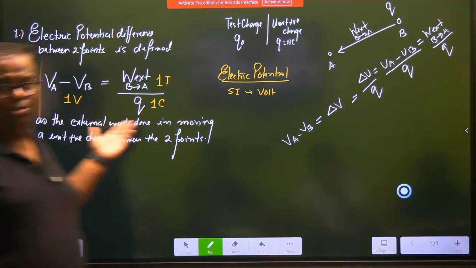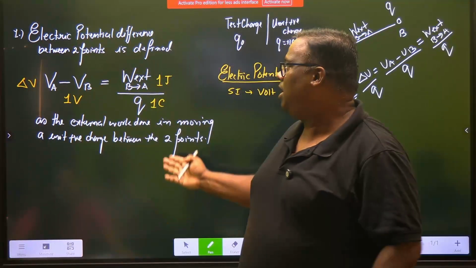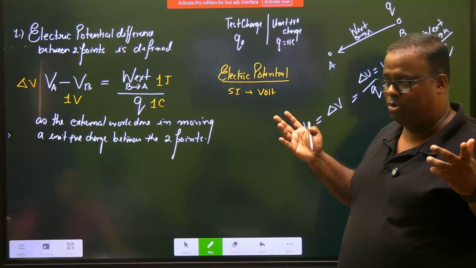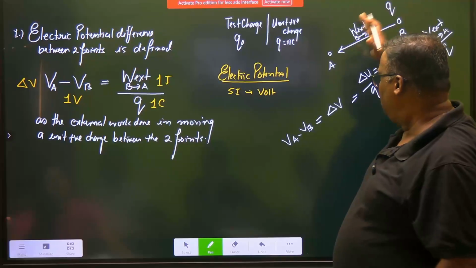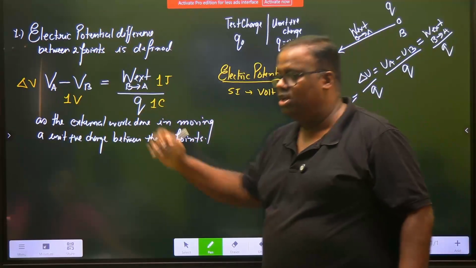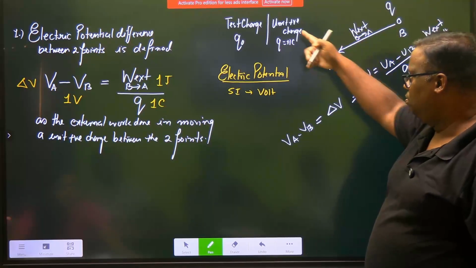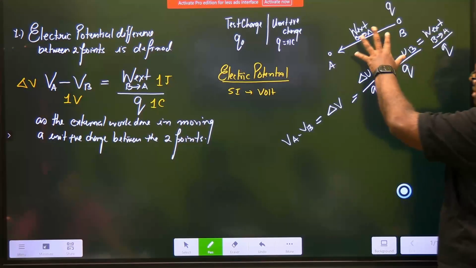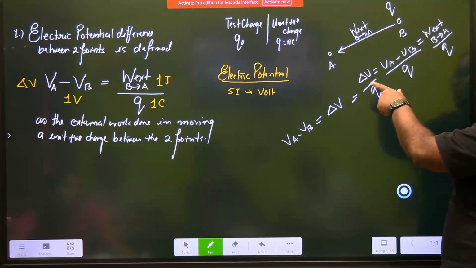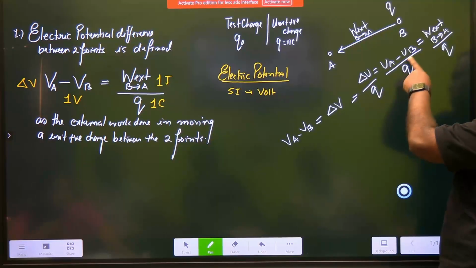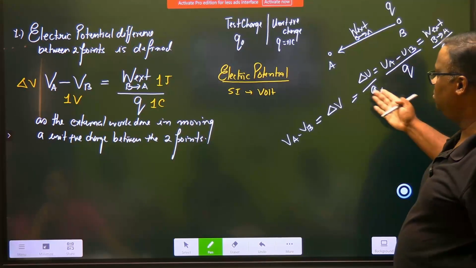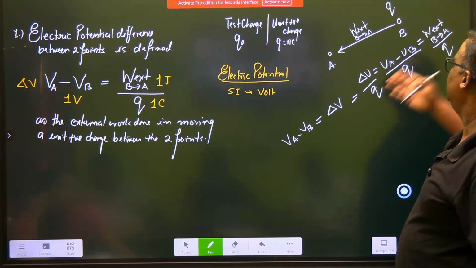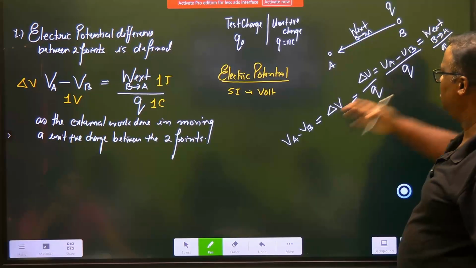Now see how easy it has become. What do you understand by electric potential difference? The electric potential difference between 2 points is the external work done per unit charge, or we say external work done to move a unit positive charge from one point to the other. In such a case, the system gains a potential energy given by delta U equal to UA minus UB. If you divide it by Q, you get delta V. Understood? And this delta V is WEXT by Q. You can write this whole thing.